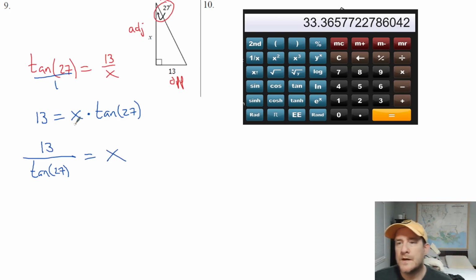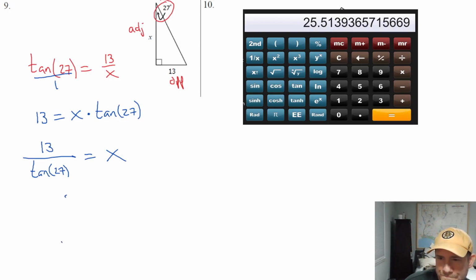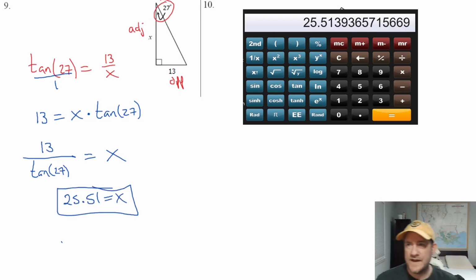Okay? So can I do this on my little calculator? Let's see. Excuse me, apparently I'm tired again. Alright, so how can I do this? I think if I say 13 divided by 27 and then take the tangent of it real quick, then it's going to do 13 divided by this number. I hit equals. Yeah, that feels right. So 25.51 should be the right answer. So that's x for number 9, and then we can move on to 10.